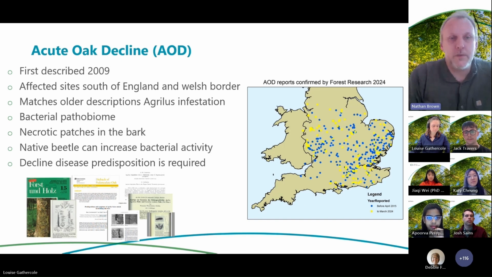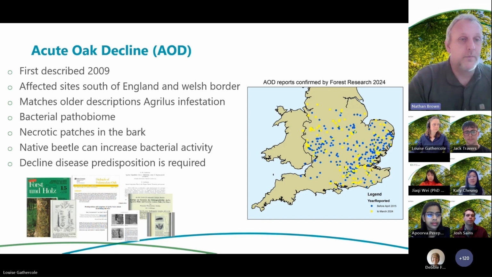So, as I mentioned, this was first described in 2009 with a sort of unknown cause. So colleagues at Forest Research, notably Sandra Denman, led research to try and identify causal organisms. These symptoms were seen as a unique set within the wider oak decline complex, but they match descriptions from across Europe dating back throughout the 20th century. But they're quite often associated with Agrilus infestation.